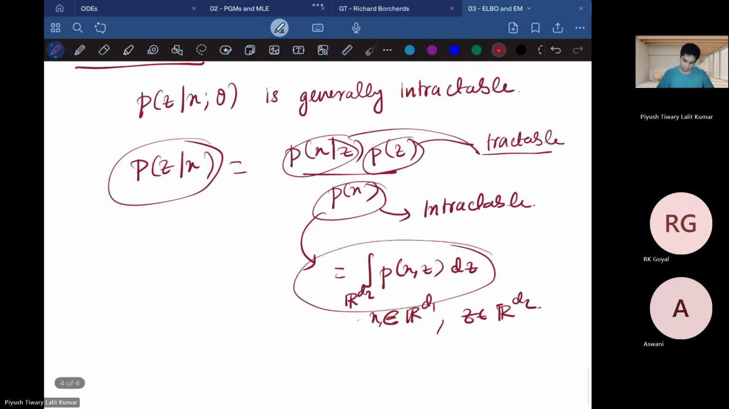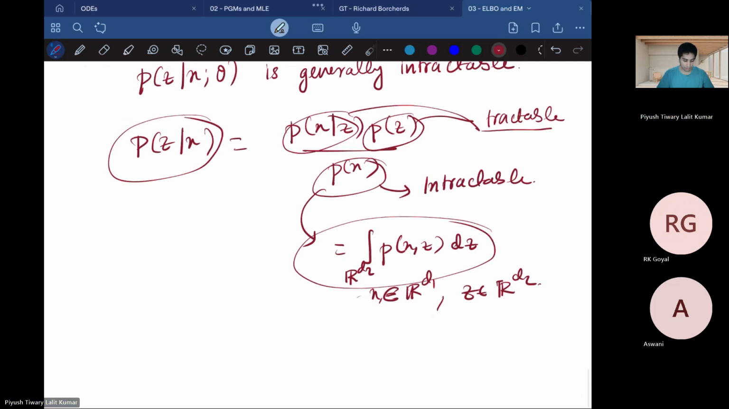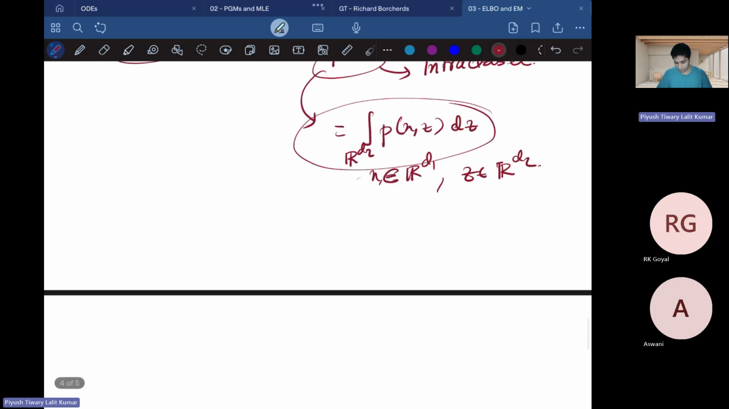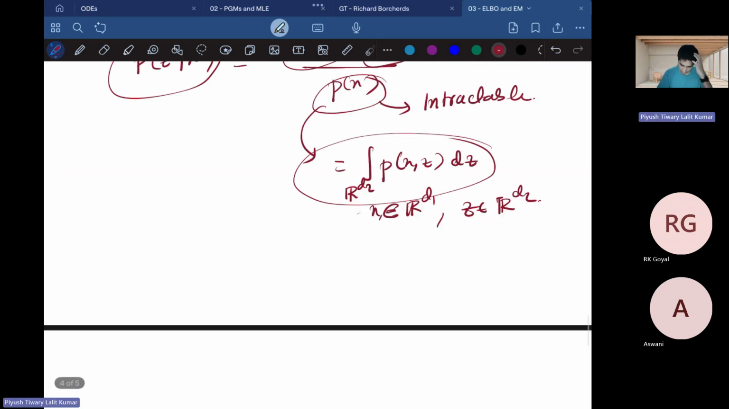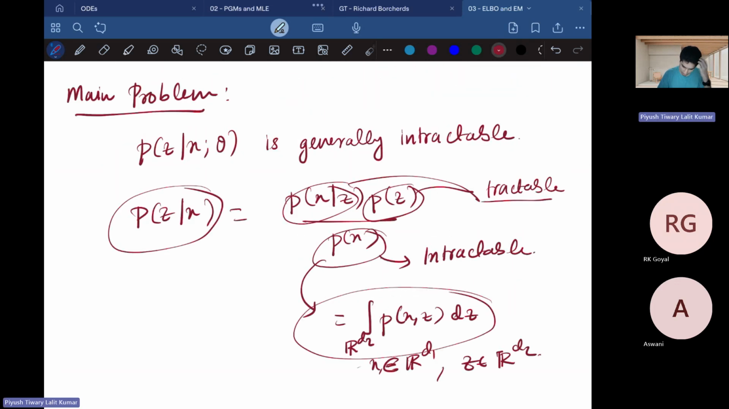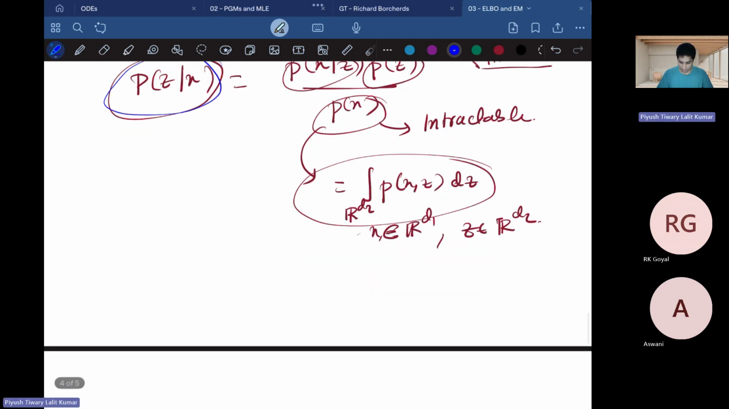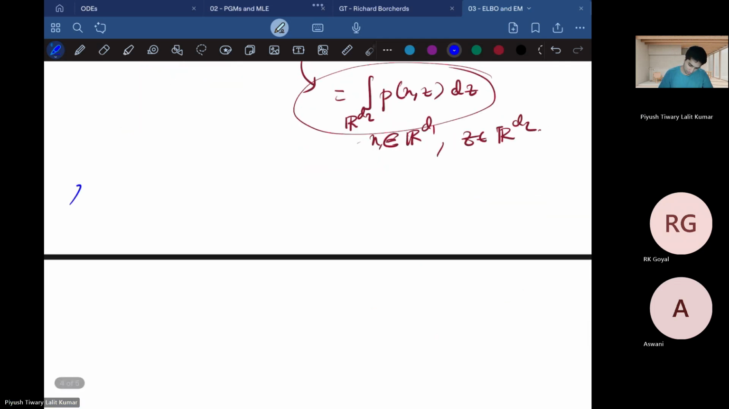And for this reason, we usually don't go for the EM algorithm. So what is the problem? I already said it: P of Z given X is generally intractable for complex cases. But so what is the solution?